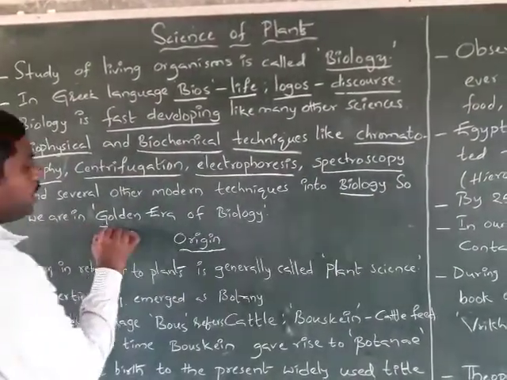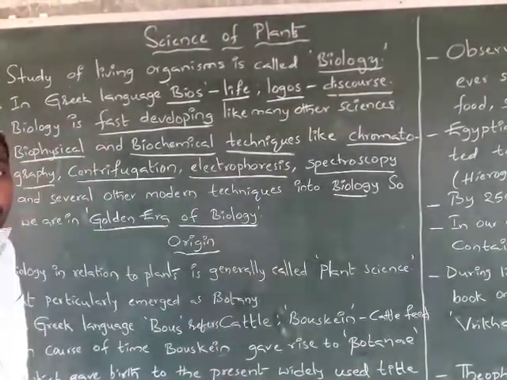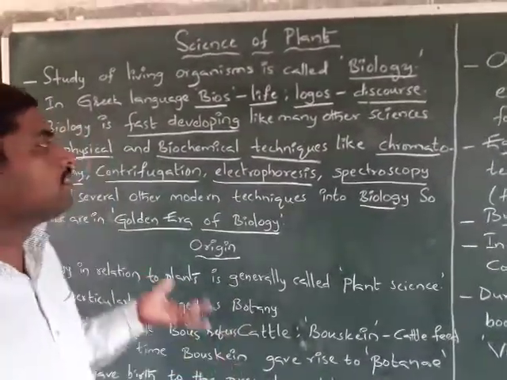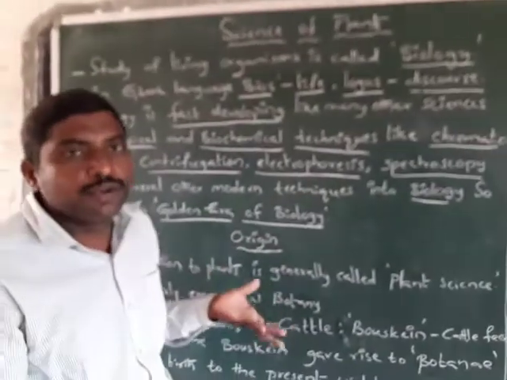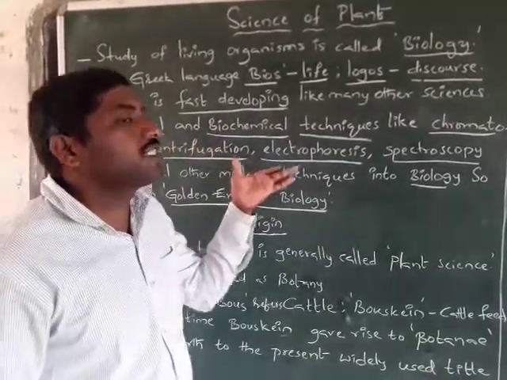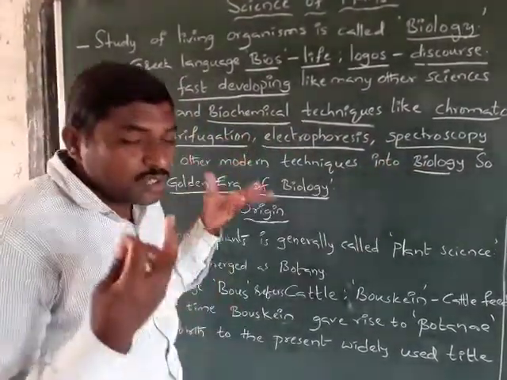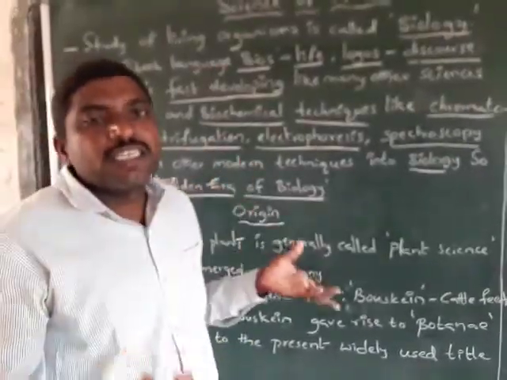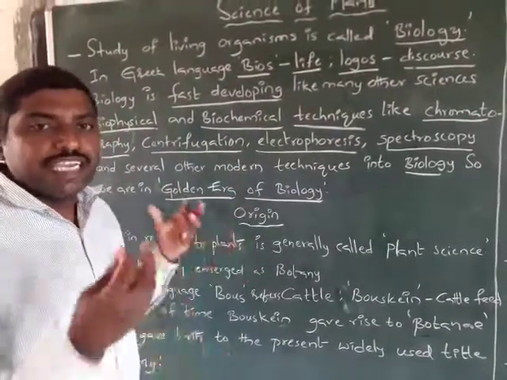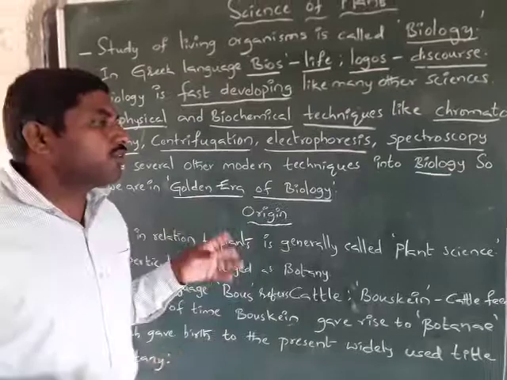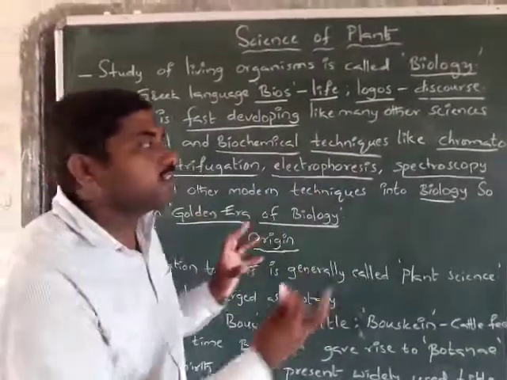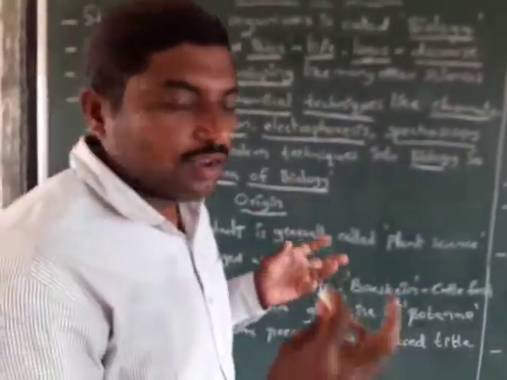So we are in the golden era of biology. Why are we calling it the golden era of biology? Because of these techniques that are developed: chromatography, centrifugation, electrophoresis, NMR, mass spectra, X-ray crystallography, GCMS, HPLC. Many tools are developed in biology, so we analyze the compounds by using these tools. That's why we are in a golden era of biology.